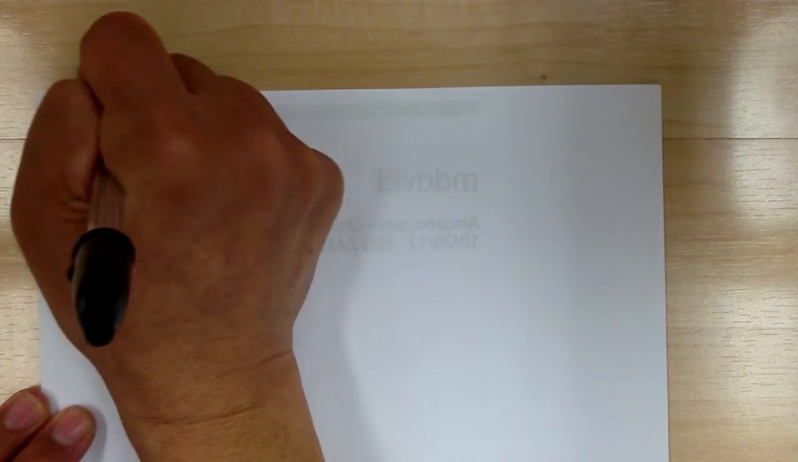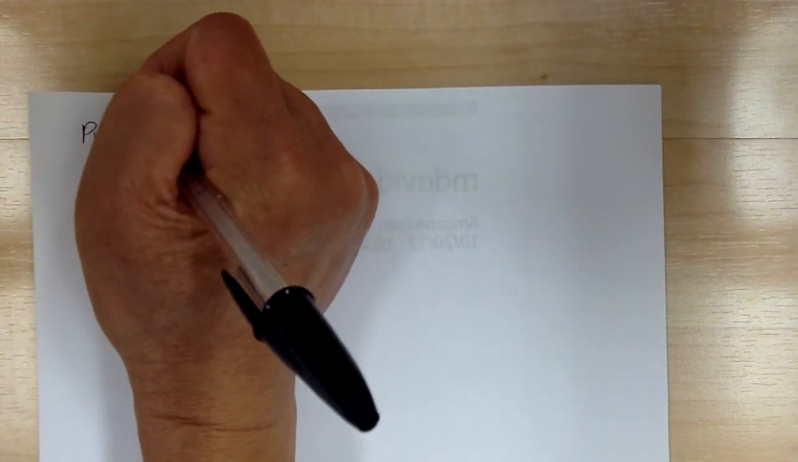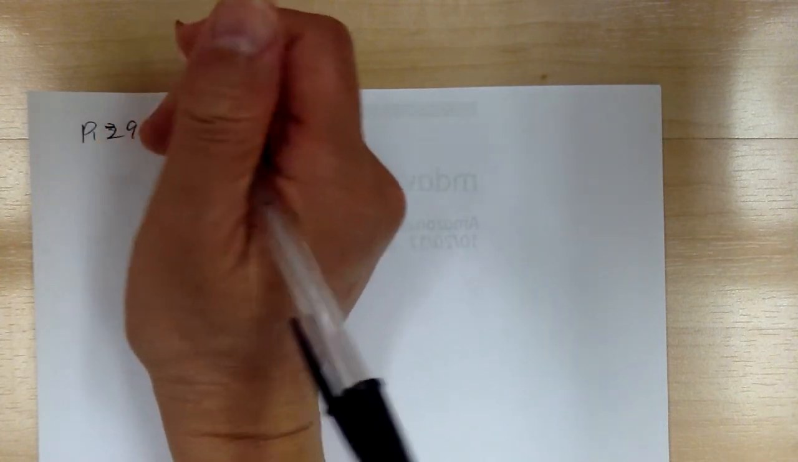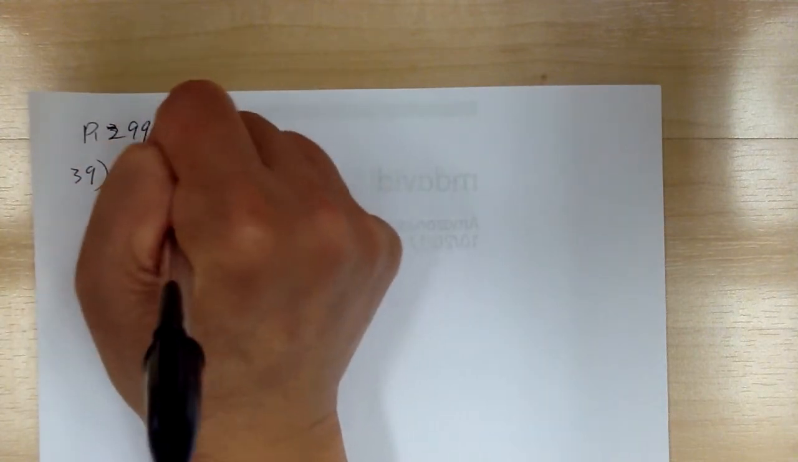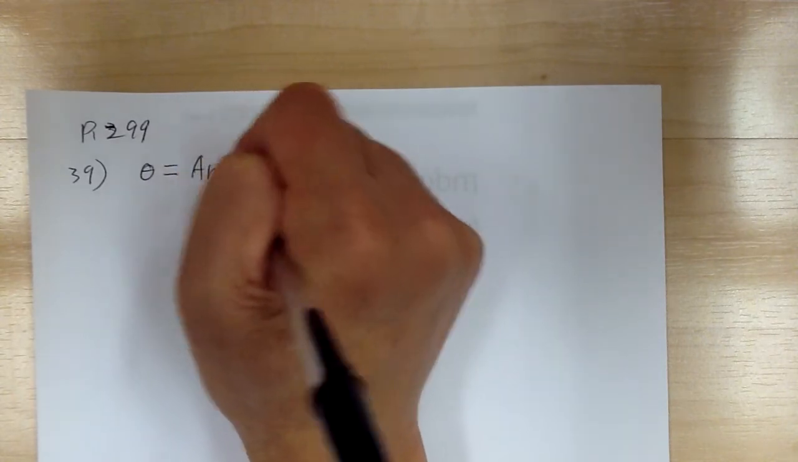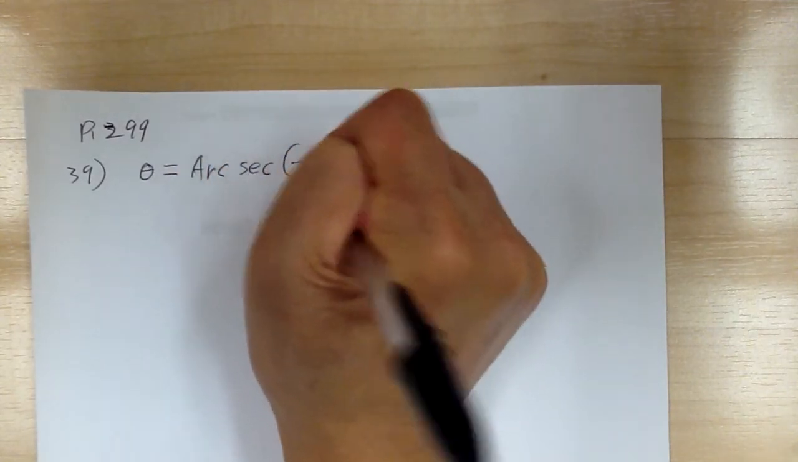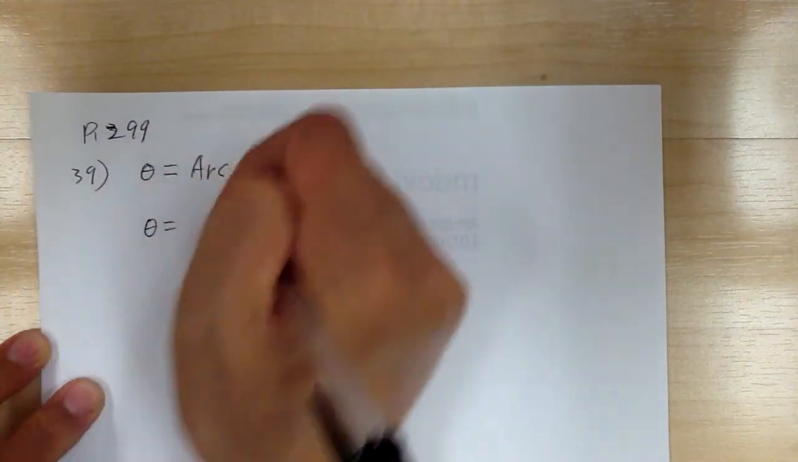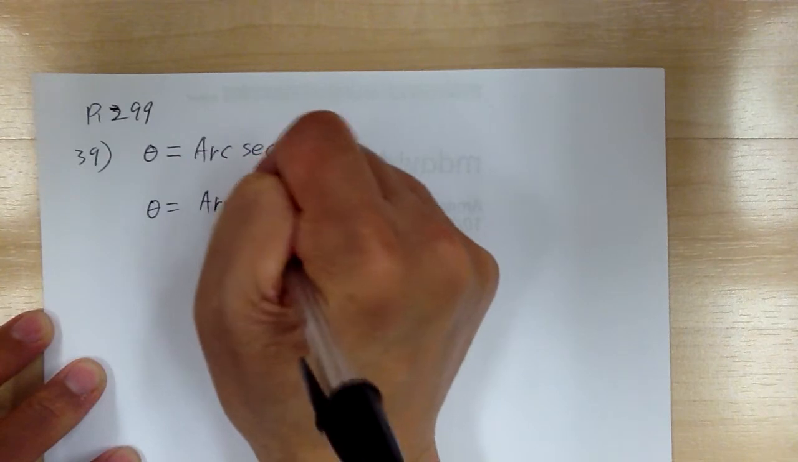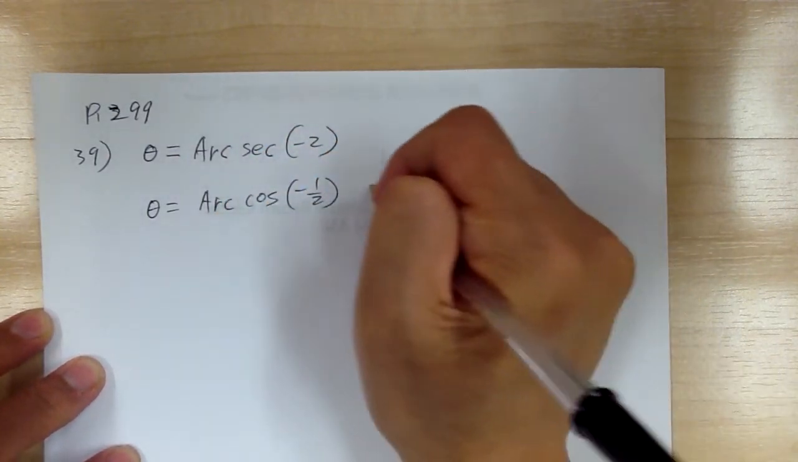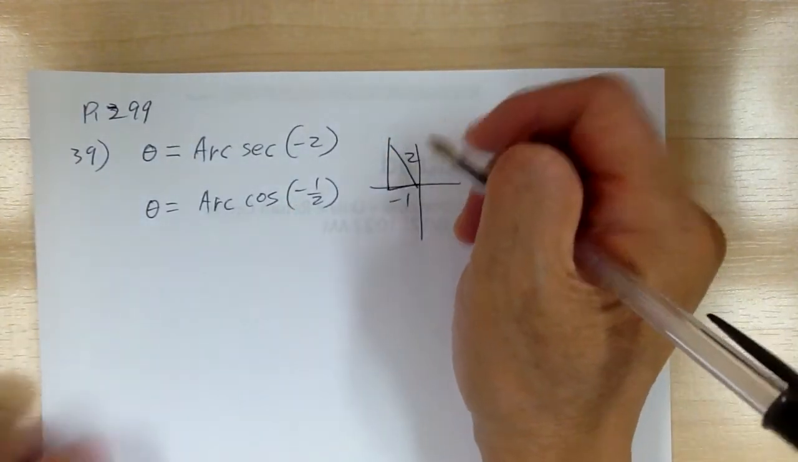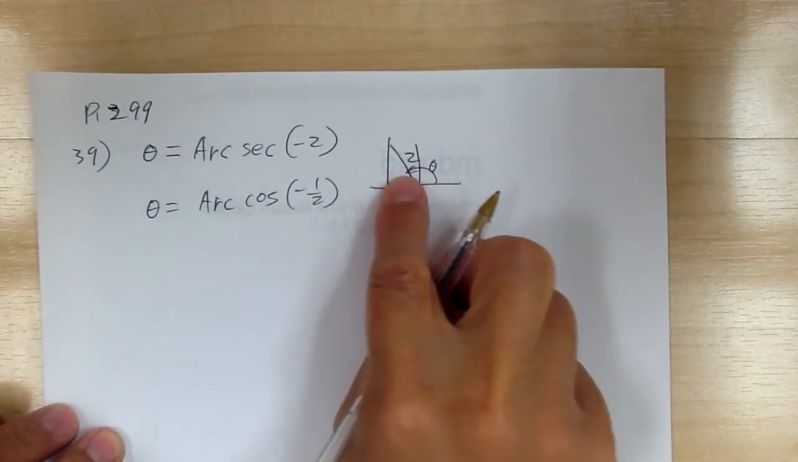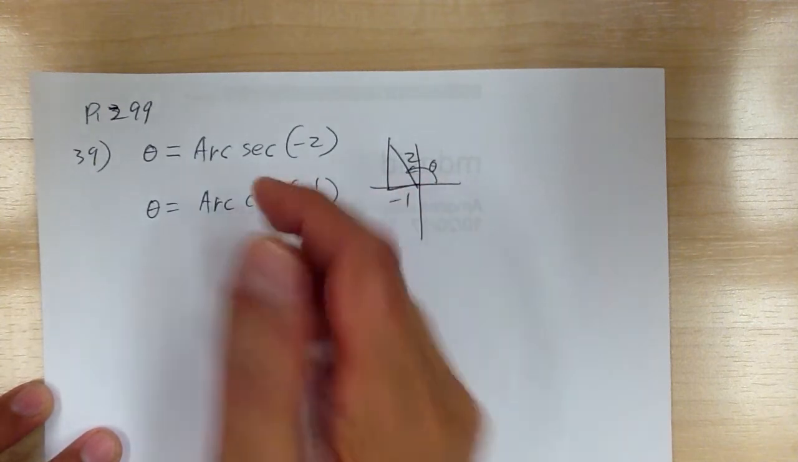Okay, let's go to number 39. Number 39, you got theta equal to arc secant of negative 2. So again, I'm going to convert that into cosine, because secant came from cosine, and you flip it over, right? So then you draw your picture. Cosine is negative, so it'd be negative 1 over 2, and that's your theta over here. So by looking at that, theta is going to equal what? This is 120 degrees. So it's going to be equal to 2 pi.